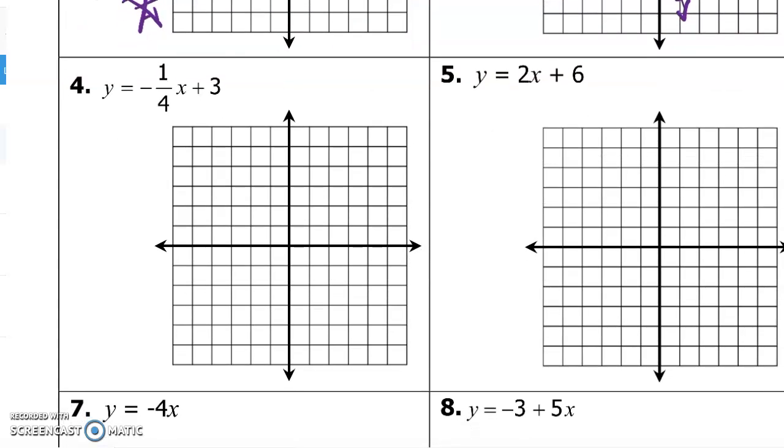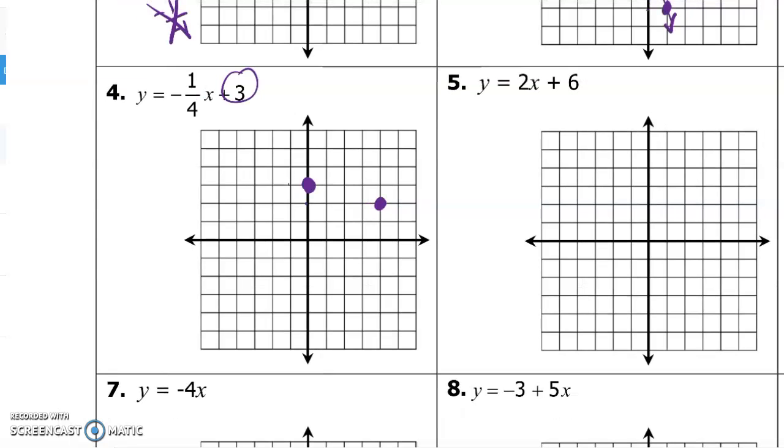Number 4, we start up 3. So count up 3 and put your dot. Again, with a negative slope, you have a negative in the front. It can go top or bottom, but it cannot go both. All right, so I usually with the negative slopes go down and then right. So down 1, right 4.